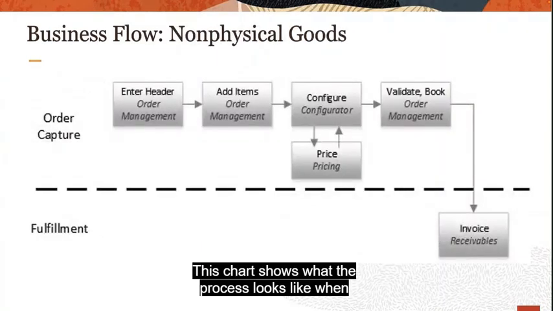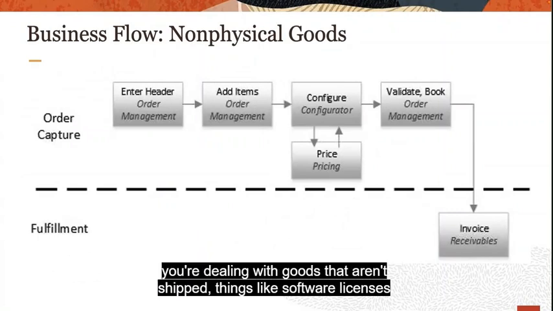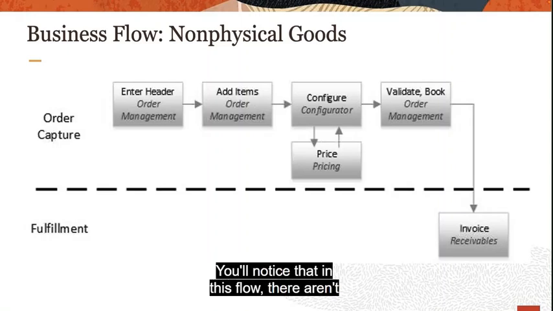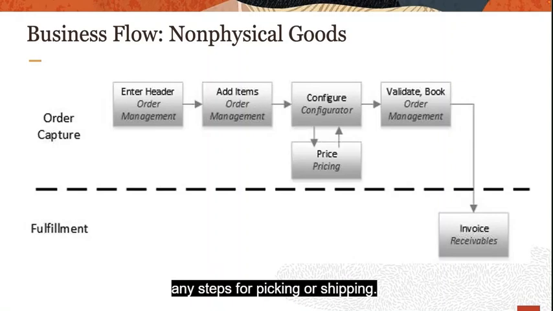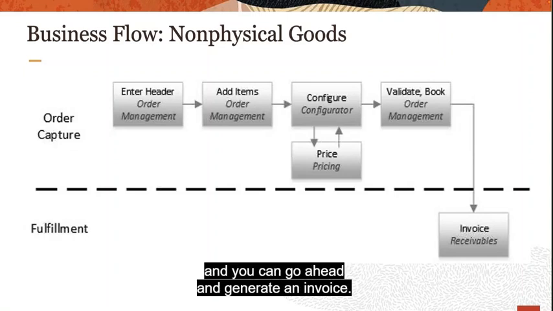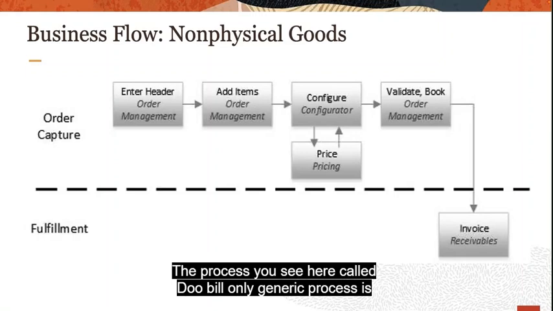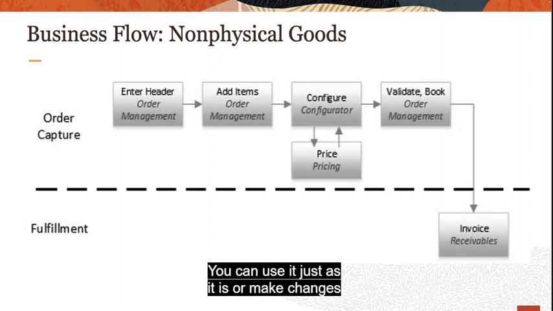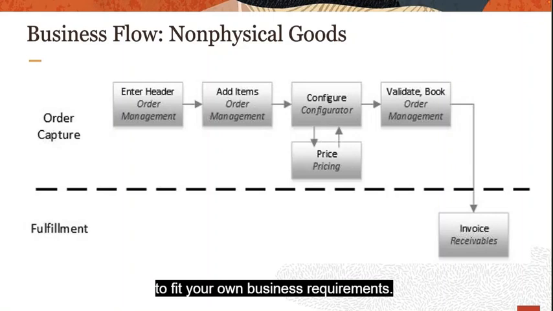This chart shows what the process looks like when you're dealing with goods that aren't shipped, things like software licenses or other intangible items. You'll notice that in this flow, there aren't any steps for picking or shipping. Once you submit the order, the system kicks off the bill-only process, and you can go ahead and generate an invoice. The process you see here, called DOO Bill-Only Generic Process, is available out of the box. You can use it just as it is or make changes to fit your own business requirements.